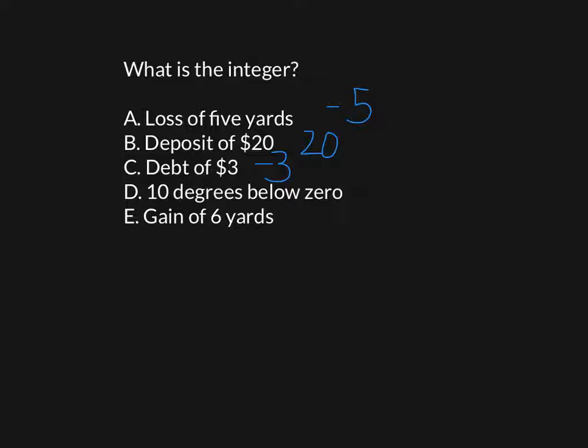If it's 10 degrees below 0, then it's going to be negative 10 degrees. And if we have a gain of 6 yards, then it's just going to be 6 or positive 6. And there we go.